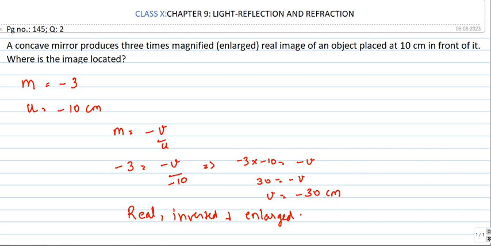So in this video we have seen the first 4 sums in this lesson. With this we finish the reflection part of this lesson. We will see refraction from the next video.